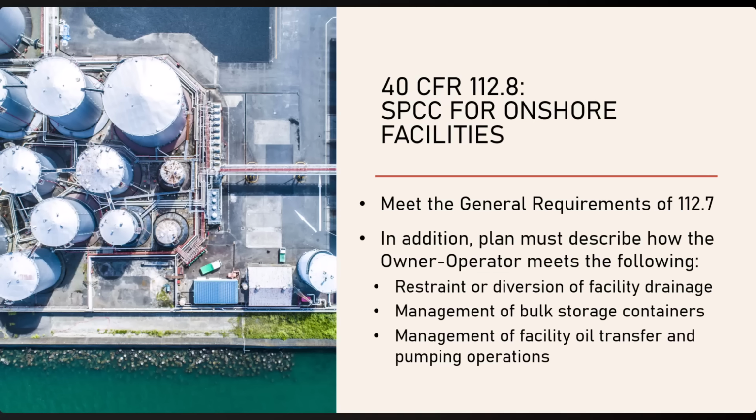The plan must describe the measures used to manage bulk oil storage containers, such as drums and above-ground tanks. For example, these facilities must have a means of containment for the entire capacity of the largest single container and sufficient freeboard to contain precipitation. Part 3 will cover bulk storage in more detail. Lastly, the plan must describe how facility oil transfer and pumping areas are managed.